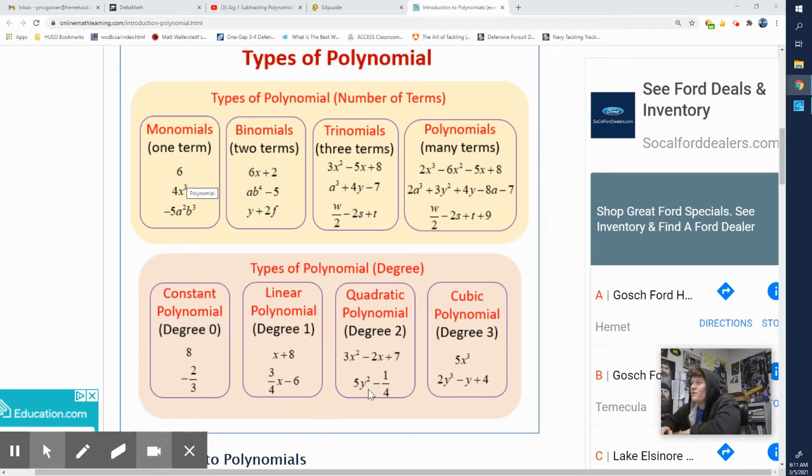If you have a variable with an exponent 2 as the biggest one, because look at this problem. This is a good example. X squared and then an x. Focus on which one's your biggest. That's your degree of that polynomial.